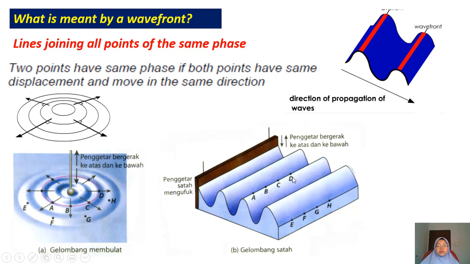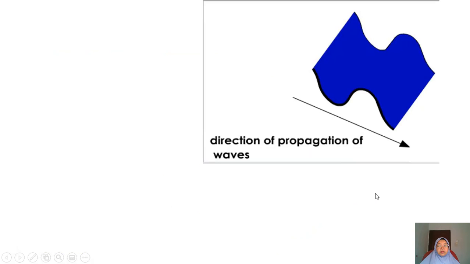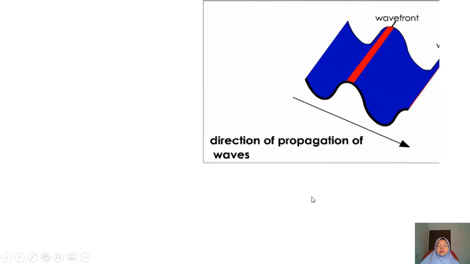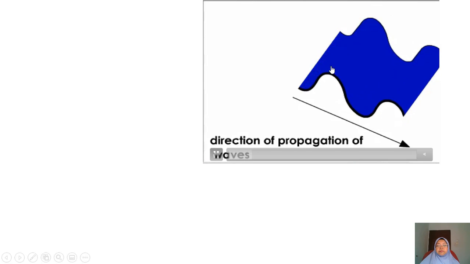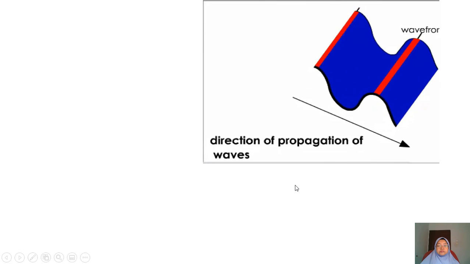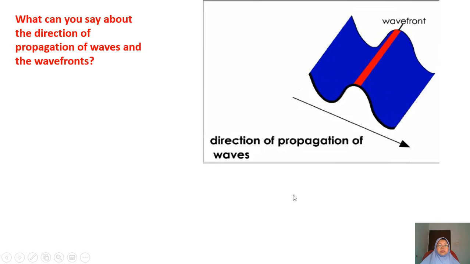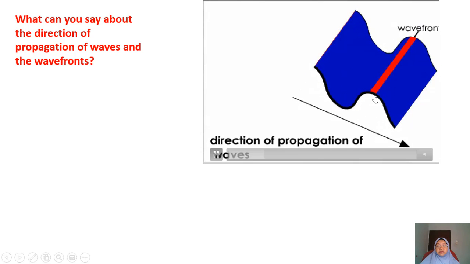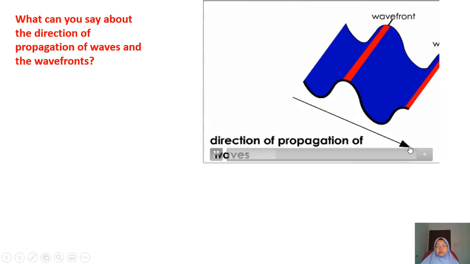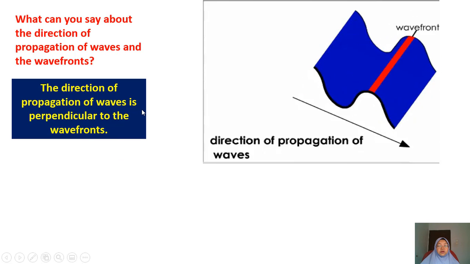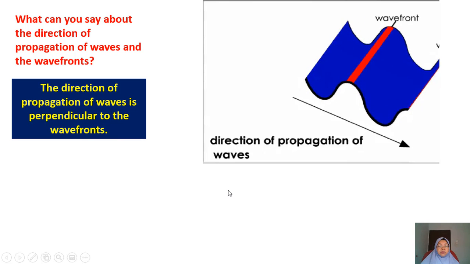When we see from the top, this is what we call a plane wave. This is an example of a plane wave. The red line is what we call the wavefront. What can you say about the direction of propagation of wave and the wavefronts? The wavefront is in this direction, and this is the propagation of the wave, so they are perpendicular. So the direction of propagation of wave is perpendicular to the wavefronts.